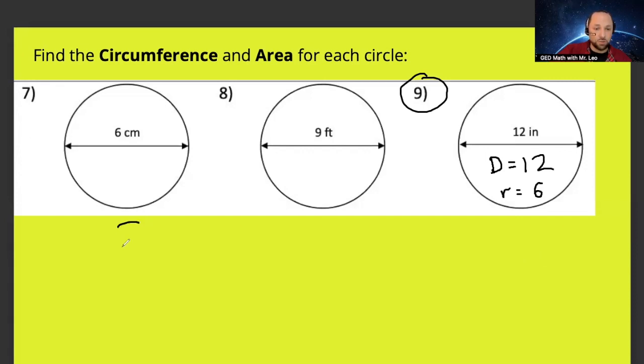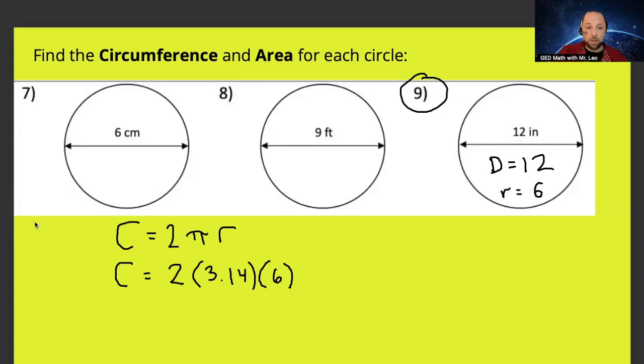Step 1 is write the raw formula. C equals 2 pi r. So we're going to plug in what we know. 2 is 2. Pi is 3.14. What's the radius in this case? It is 6. All right, now let's grab the calculator. 2 times 3.14 times 6. Okay. C equals final answer 37.68. What is it? Inches. Regular inches because we're doing circumference.